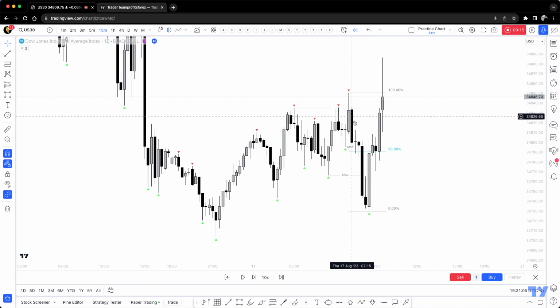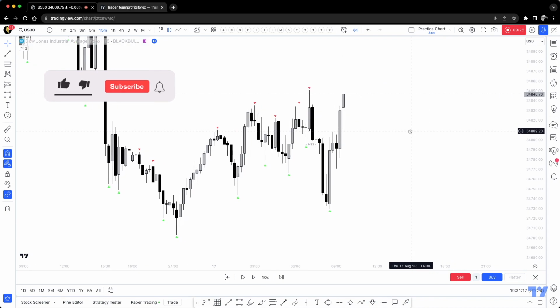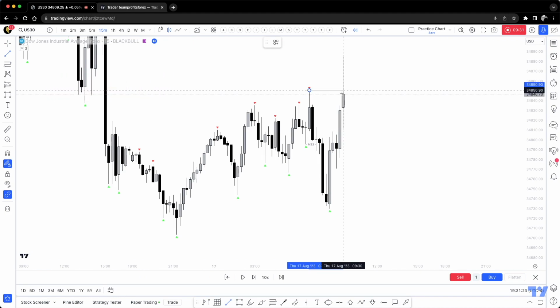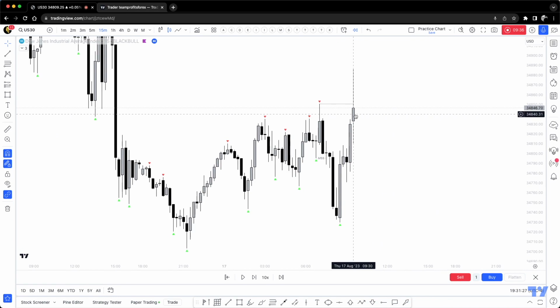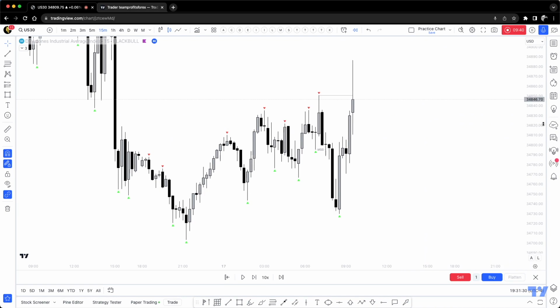There wasn't anything really clean or clear to take. So you cannot just be buying or selling just because price is in the discount or on the premium, right? You have to have all your confluences. So what we're seeing is that at the moment price is breaking again, or at least trying to break another high, right?